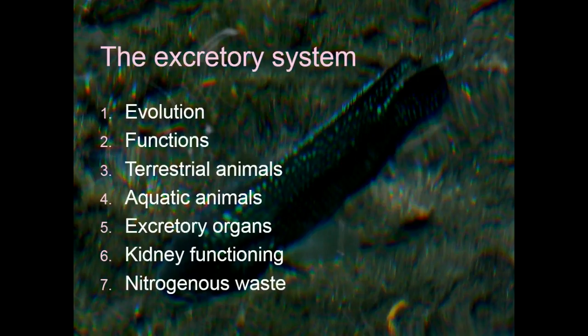Alright, let's move on then to the third section. We'll be talking about the kind of challenges that the excretory system is facing in terrestrial animals first, and then we talk about aquatic animals.